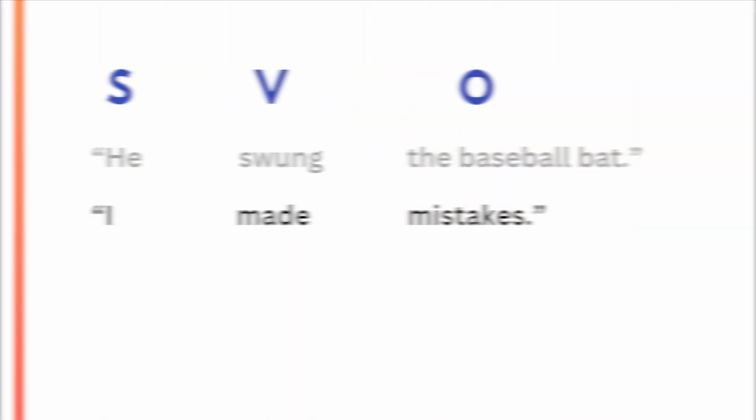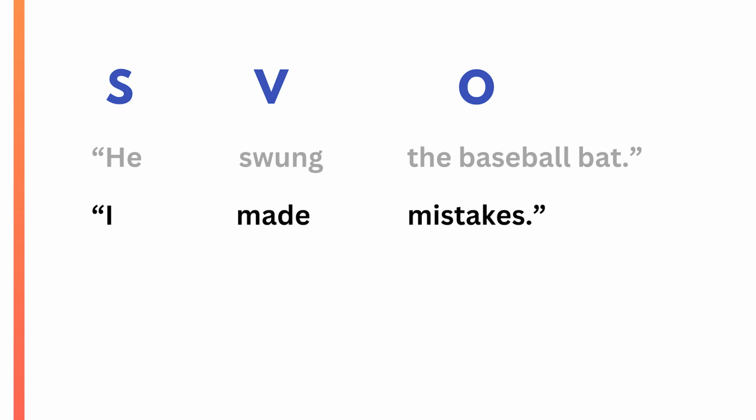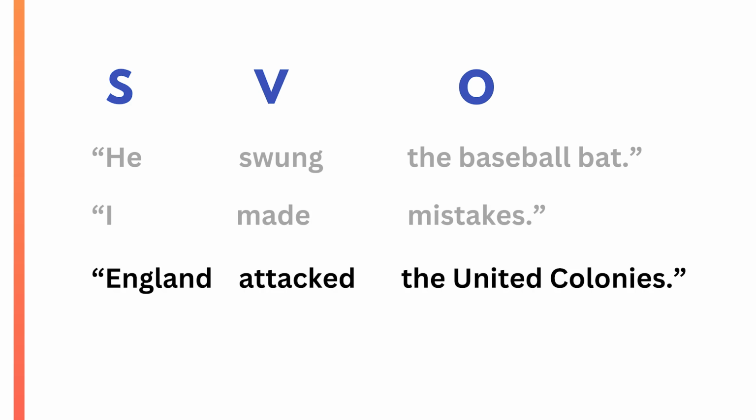A second reason active voice sounds best for stories is that listeners can better visualize in their minds who exactly is taking the action in the story because active voice provides specifics. Here are some examples. If I say, I made mistakes, it's obvious that I'm the person making the mistakes. If I say, England attacked the United Colonies, you know that England is the country that attacked. This may sound too obvious to you, but let's look at the passive voice and you'll see the difference.